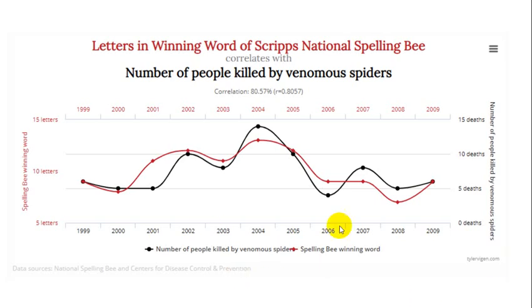Okay, so again, time is on the x-axis. On the right axis is reserved the values for the death line, and on the left axis are the number of letters in the winning spelling bee words.